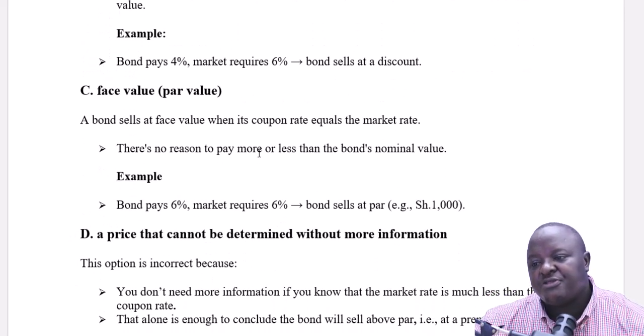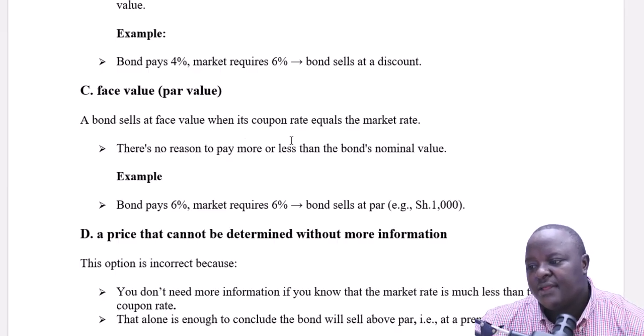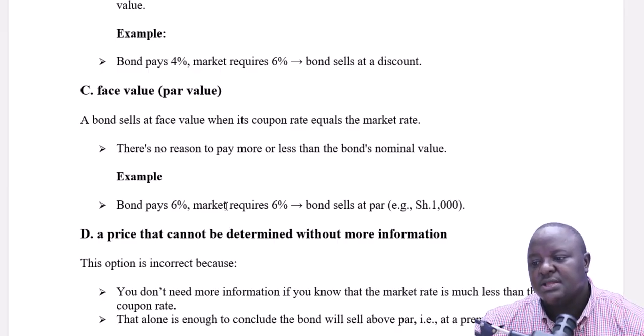When you talk about the face value, that is par value, the bond sells at face value when its coupon rate equals the market rate. There is no reason to pay more or less than the bond's nominal value. Example, the bond pays 6%, the market requires 6%. The bond sells at par, the face value.